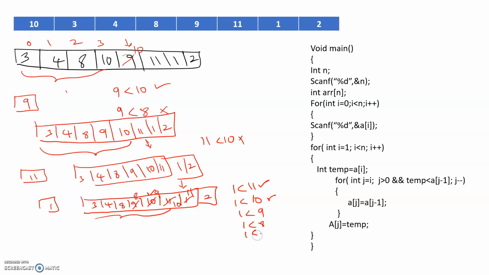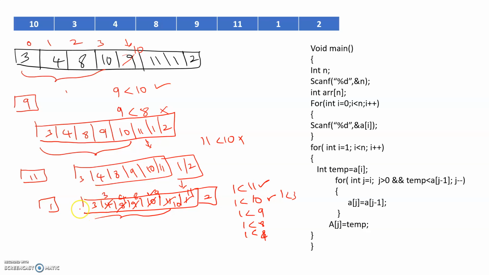Next, 1 less than your 4. This is also true. 4 is going to be overwritten on your 8. Next 1 is compared with 3. This is also true. 3 will be overwritten on this.